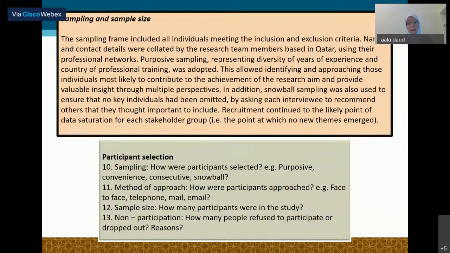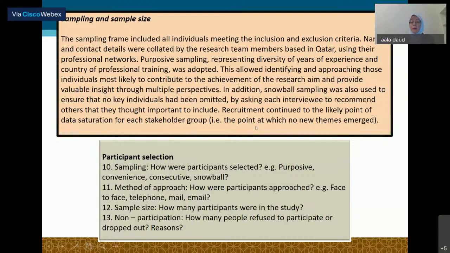Sample size, is that mentioned so far? So how many participants were in the study? So far, we can't identify the sample size from this paragraph. However, it might be somewhere else. Non-participation, so how many people refused to participate? Okay, yeah, that's not mentioned so far.